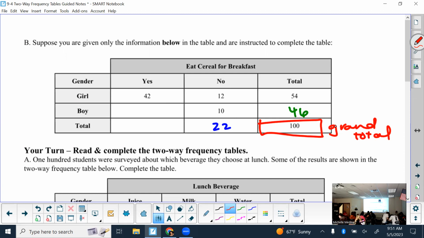So like how many boys said yes to eating cereal for breakfast? And how many people said yes total? And then to make sure you did it right, I could make sure, okay, the 78 plus 22 add up to 100. And vice versa, this 36 plus 10 add up to 46 and all that good stuff. So if something's not making sense, then you probably messed up somewhere.